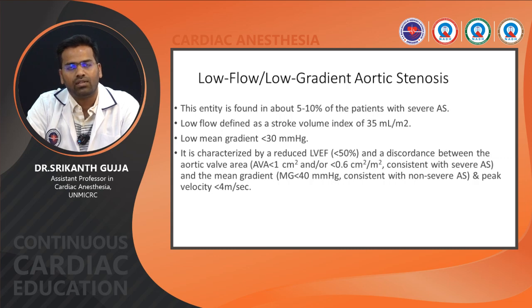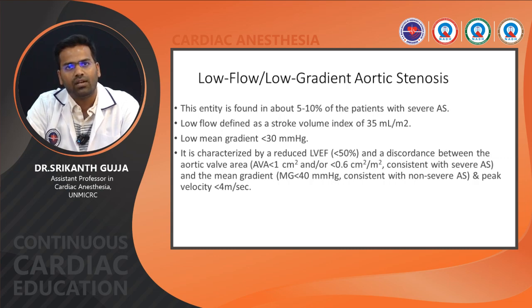Low flow, low gradient aortic stenosis. This entity is found in 5 to 10% of patients with severe aortic stenosis. Low flow is defined as a stroke volume index of less than 35 ml per meter square body surface area, and low gradient means mean gradient less than 30 millimeters of mercury.